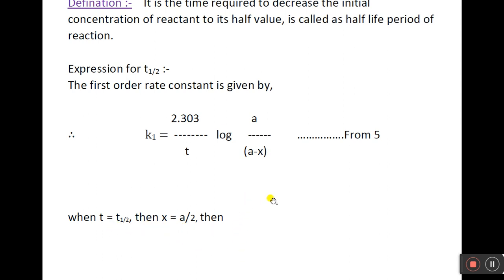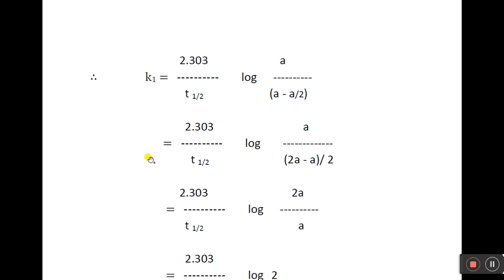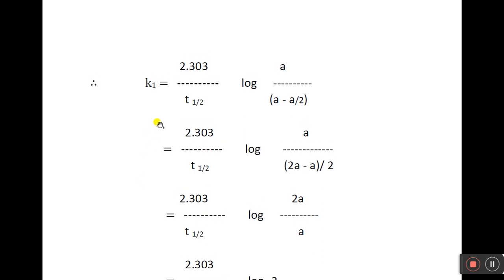Now putting this value, we get, replace t by t half, a upon a minus a by 2. Simplify this denominator, it will be twice a minus a upon 2.